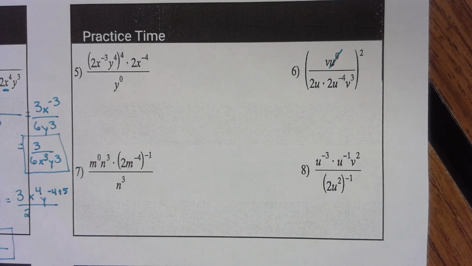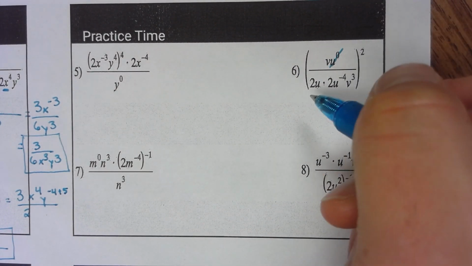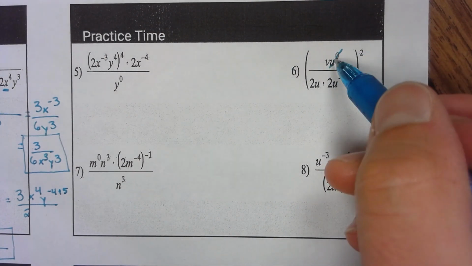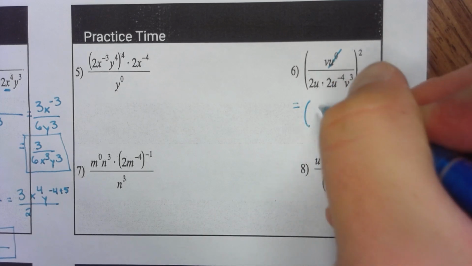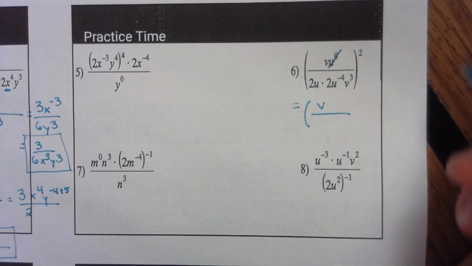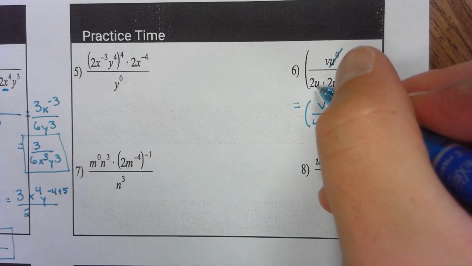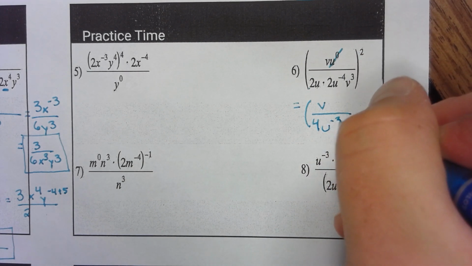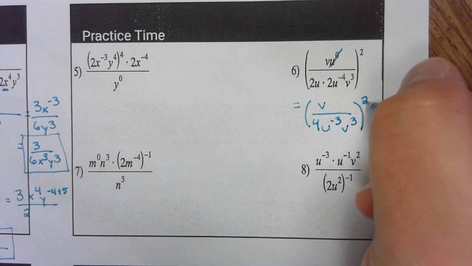Are you simplifying the numerator or denominator? Are you going to distribute the exponent to all other exponents? As long as you're doing one thing at a time, there's not really any wrong way to start these. So I'm going to simplify numerator and denominator. In the numerator, I just have a v. In the denominator, I have 2 times 2 is 4. Then u times u to the negative 4, I add those exponents to get u to the negative 3. And then v to the power of 3. And all this is still being squared.